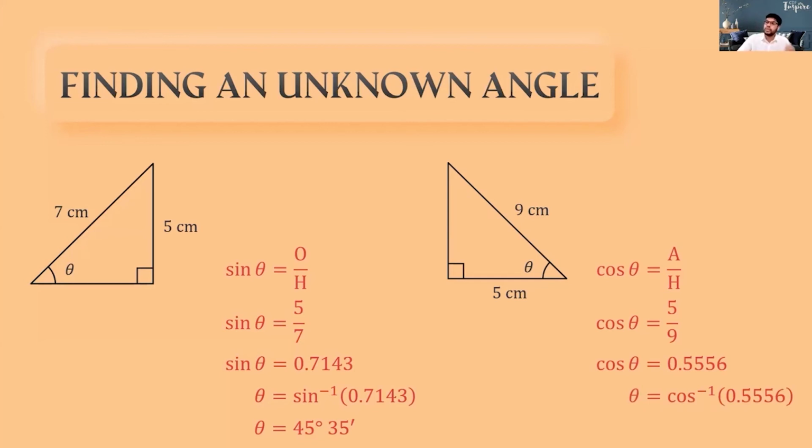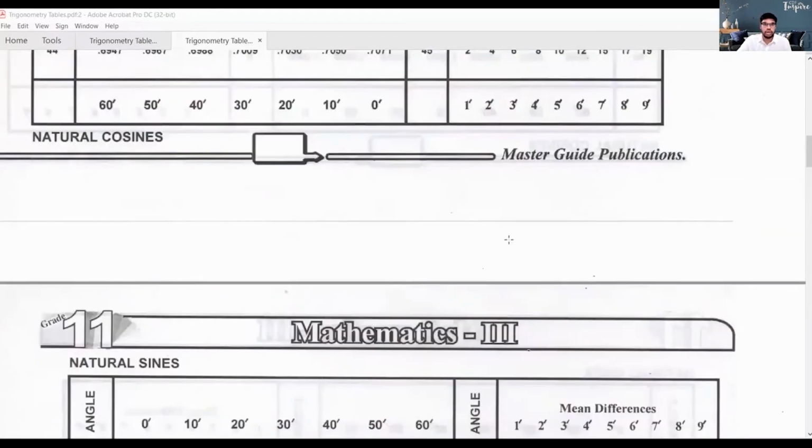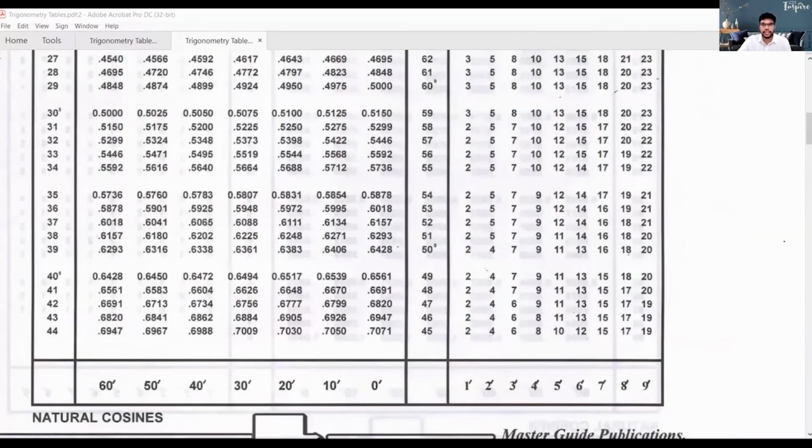So now we have to go back to the table and find the value, right? So let's do that. Okay, so we'll go up to the cos section, right? So children, remember the value is 0.5556. Okay, so you can see we have 0.5544 and 0.5568, right? So children, remember, for cos we don't add, we subtract.